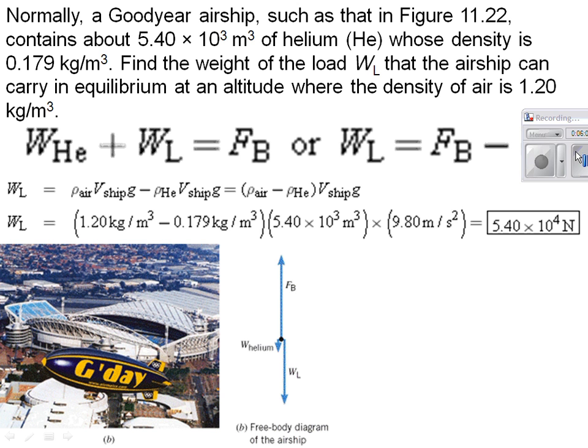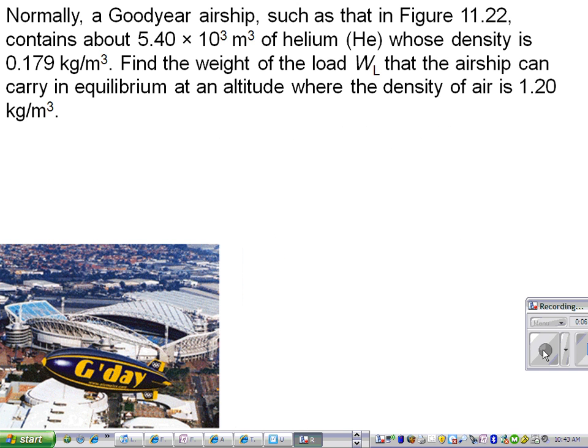Here's another problem that we have here. Normally a Goodyear airship, such as that in figure 11.22, contains about 5.4 times 10 to the third meters cubed of helium, whose density is 0.179 kilograms per meter cubed. Find the weight of the load, WL, that the airship can carry in equilibrium at an altitude where the density of air is 1.2 kilograms per meter cubed.